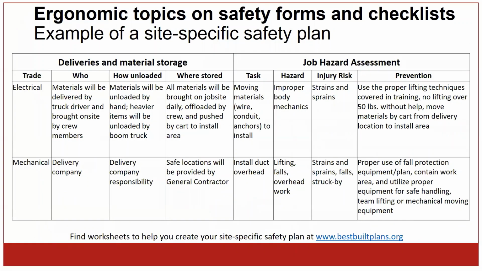Next, create a simple form or checklist to list how tasks will be done. This information will be listed in your safety program or on a site-specific safety plan and will need to be communicated to your workforce. This slide shows one example. The Best Built Plans program includes a workbook, individual worksheets, and checklists that you can use and tailor to create your site-specific safety plan.